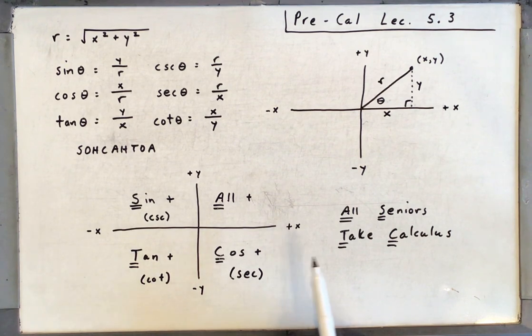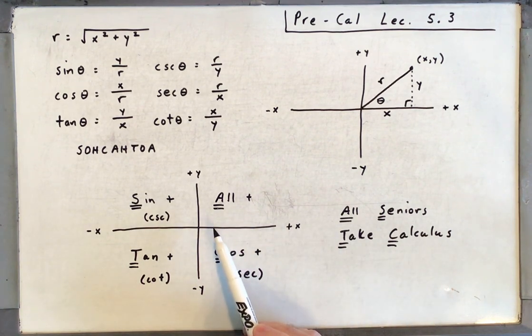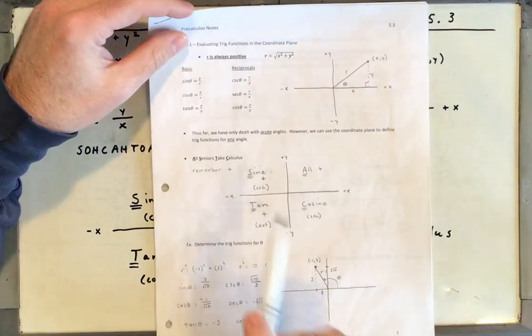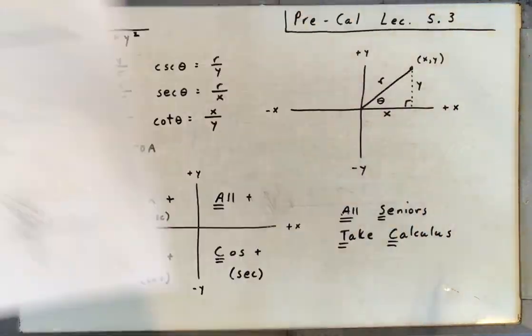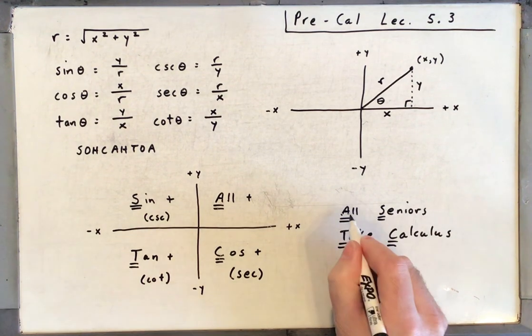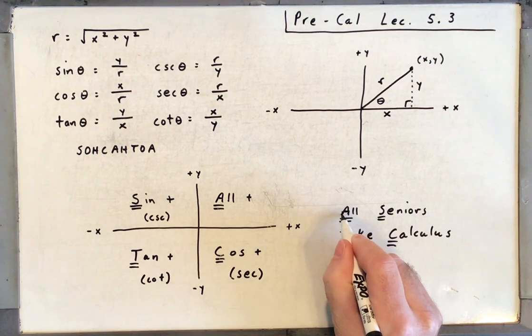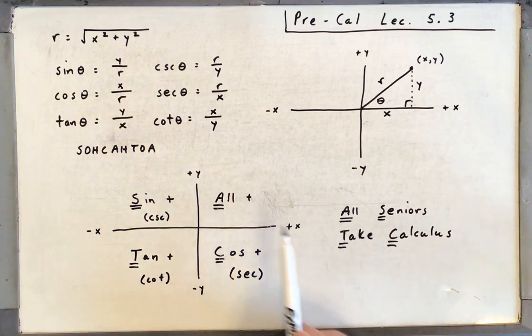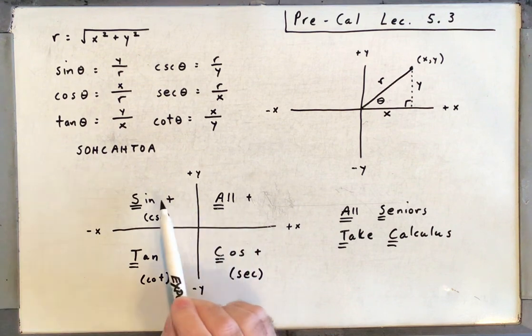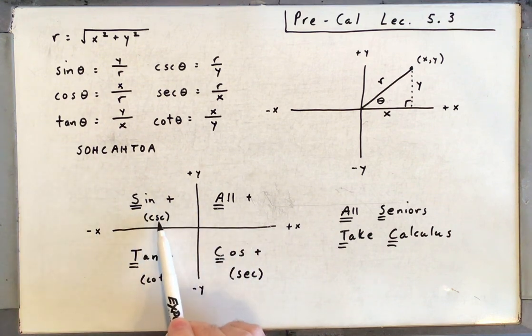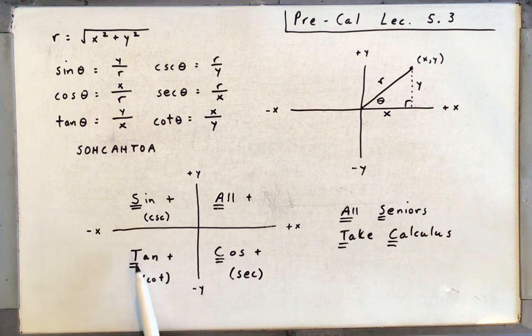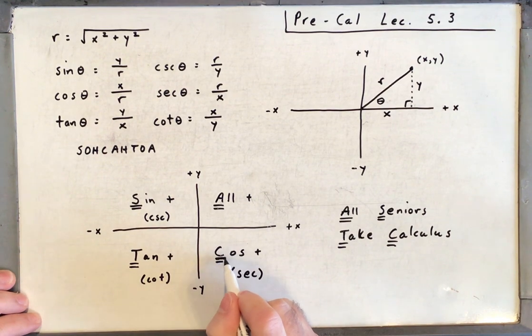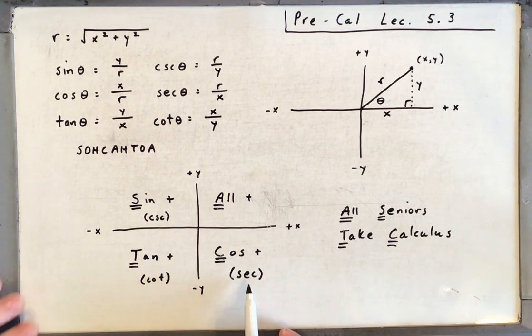In addition to that, in the center of your notes, we've got this little acronym: All Seniors Take Calculus. You can make up your own ASTC acronym, but I'm going to go with All Seniors Take Calculus, which of course is very much not true. In quadrant 1, all trig functions are positive. In quadrant 2, only sine and cosecant. In quadrant 3, tangent and cotangent are positive, but everything else is negative. In quadrant 4, cosine, so the C, and secant are positive, but all the other trig functions are negative.